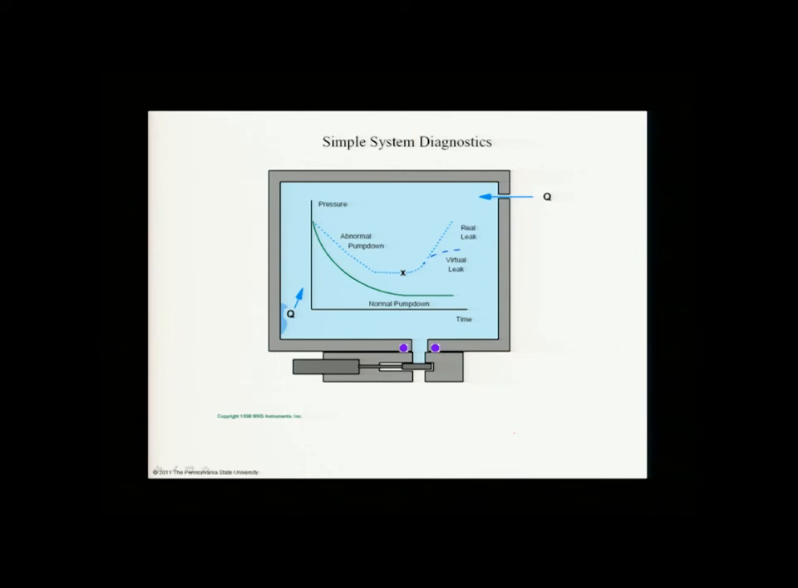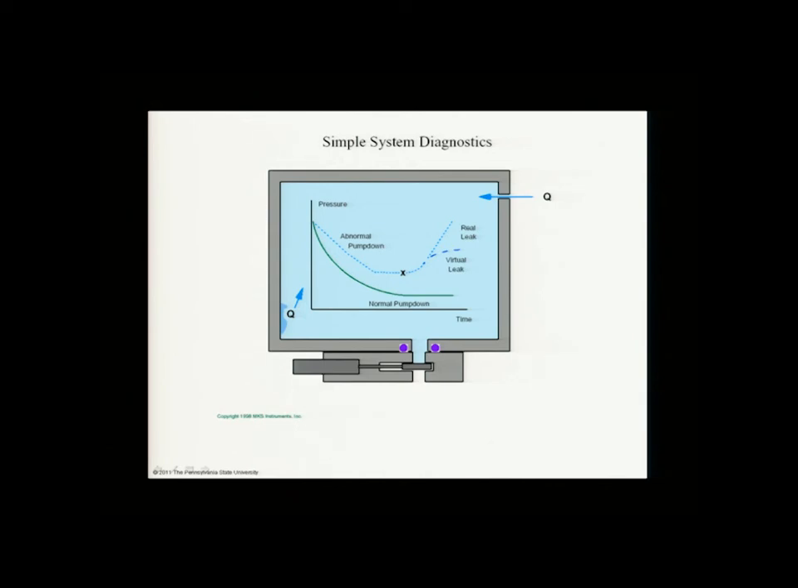And here's some simple system diagnostics. Just an idea when you're looking at pressure. So what could happen? Well, here's the pressure, and you turn your vacuum system on, and the pressure starts dropping. This is what you expect, pressure versus time. And what can happen, though, is that you can see that it's not behaving the way it normally does.